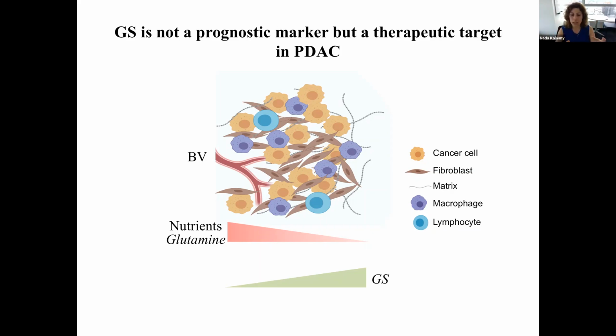So we would love to look at this in the future. And we think that this is perhaps why we saw this wide heterogeneity in the staining of GS, this expression, and we were not able to correlate it to patient survival or tumor size or tumor grade, etc.